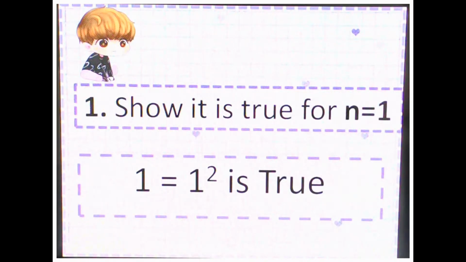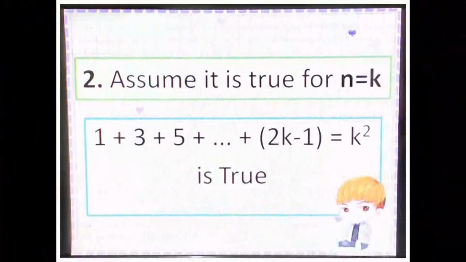First, so it is true for n equals 1. 1 equals 1 squared is true. Second, assume it is true for n equals k. 1 plus 3 plus 5 plus ... plus 2k minus 1 equals k squared is true.